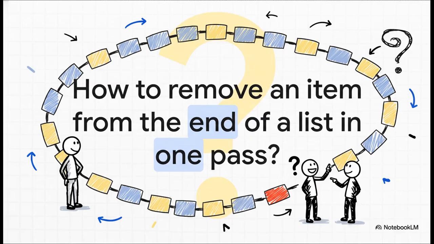So let me ask you this. Imagine you've got this long chain of items, right? But here's the catch. You are only allowed to walk along it one time. How in the world could you possibly figure out how to grab, say, the fifth to last item if you don't even know where the end is yet? That's the puzzle at the heart of what we're solving today.